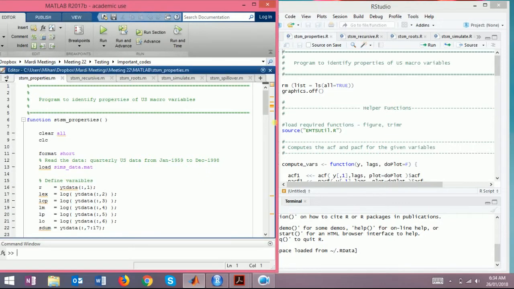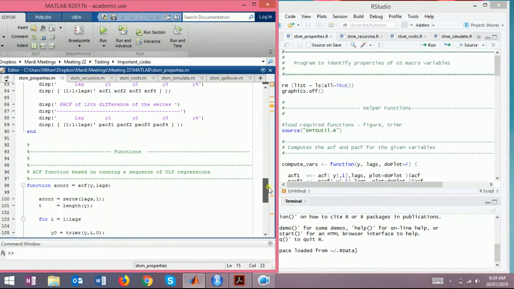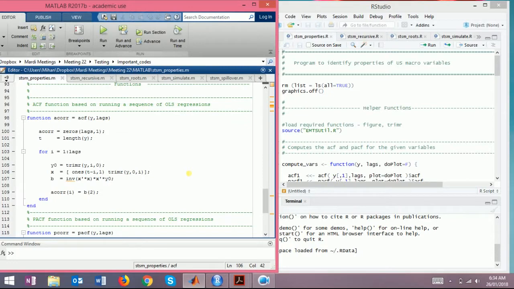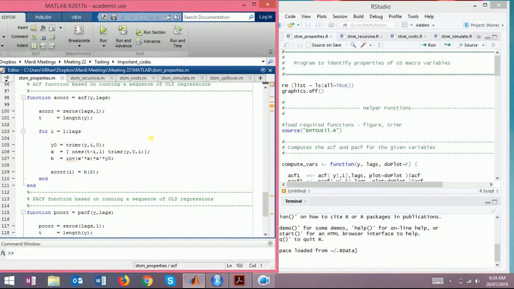First of all, we need to always check if there are any local functions. Yes, there is a local function. This time we are going to create a function for autocorrelation and partial autocorrelation, which are the ACF and PACF functions. So we create a function for partial autocorrelation where the inputs are the variable itself and the lags. First we store up until the number of lags in one column. So zeros are created for lags. T is the length of the variable.